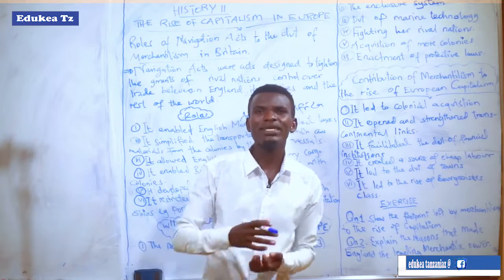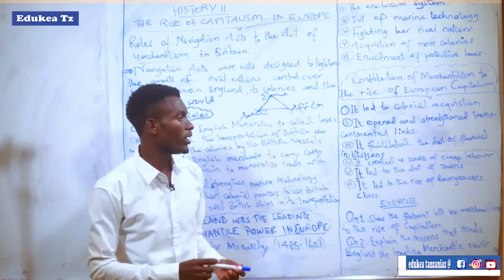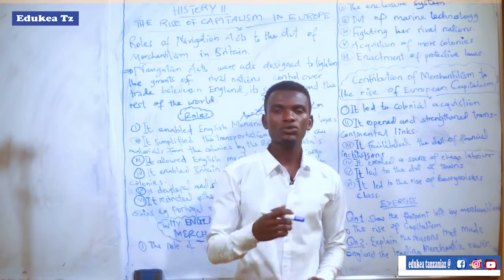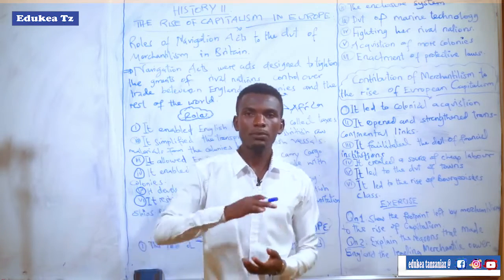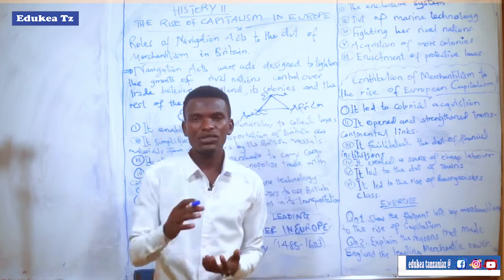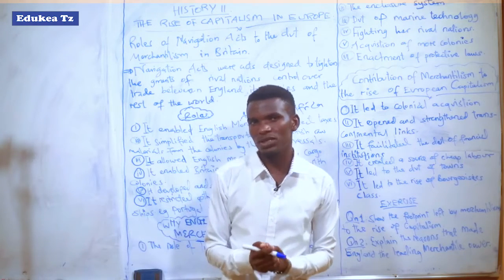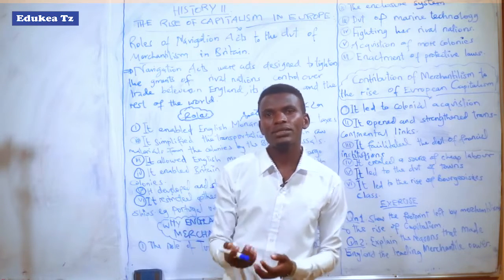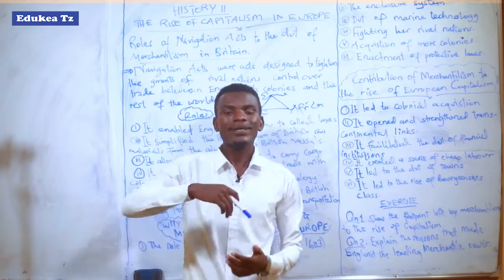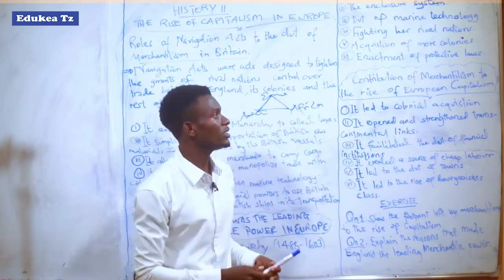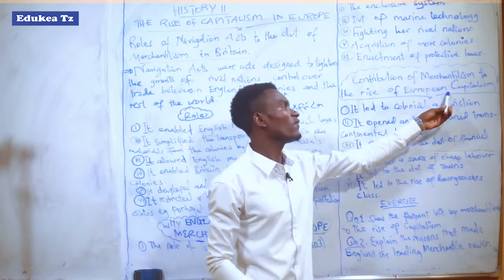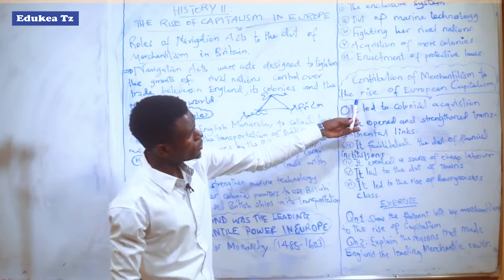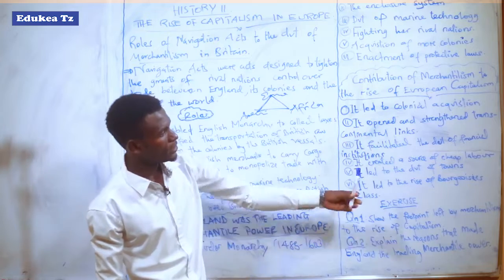They accumulated enough wealth, and that wealth was reinvested in industries and plantations to ensure more and more production of raw materials and manufactured goods, which would be exchanged with Africans, Americans, and Indians in order to maximize profit, and that would lead to the rise and development of European capitalism. These were the contributions of mercantilism to the rise of European capitalism.